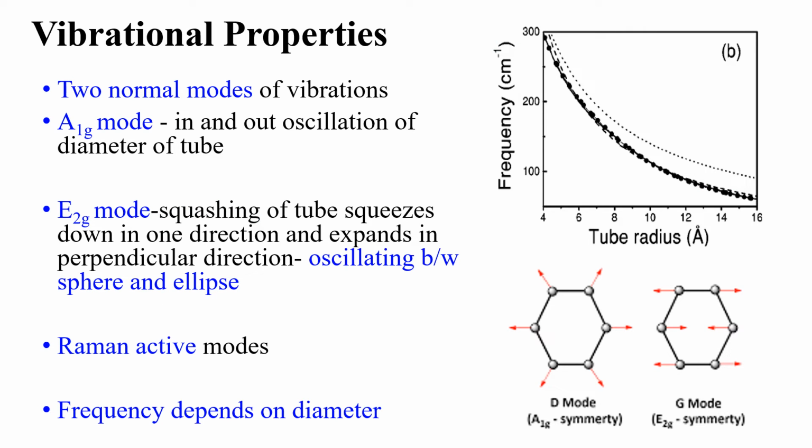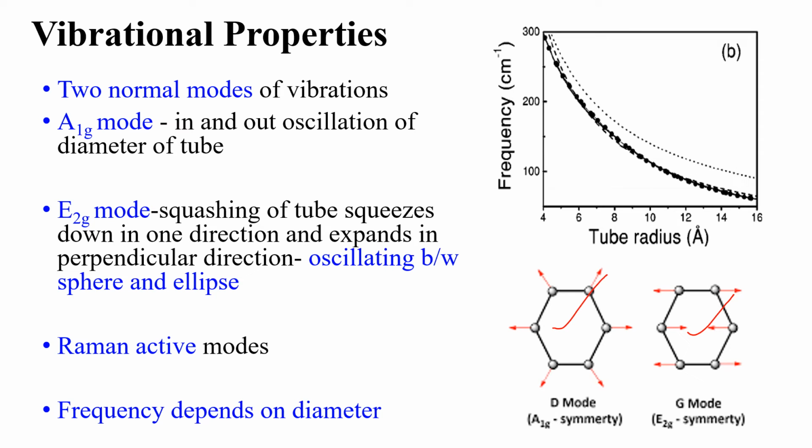Vibrational properties. Carbon nanotubes have two modes of vibration, A1G mode and E2G mode. A1G mode represents the in and out vibration of atoms along the diameter of the tube. E2G mode represents squashing of the tube: it squeezes in one direction but expands in the perpendicular direction.